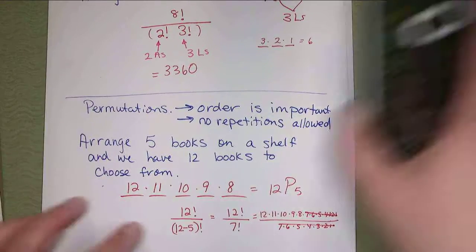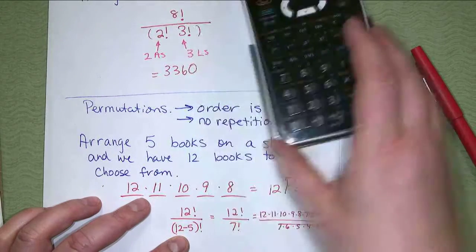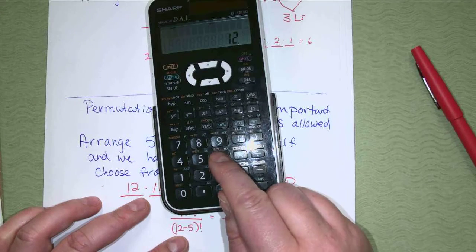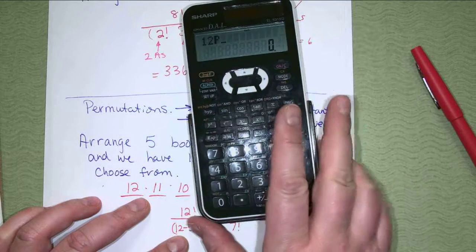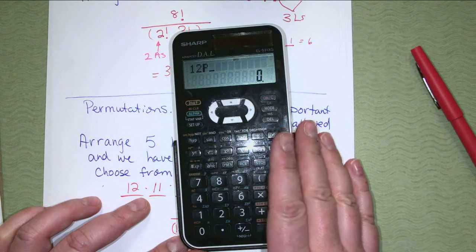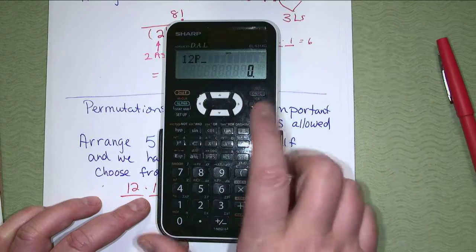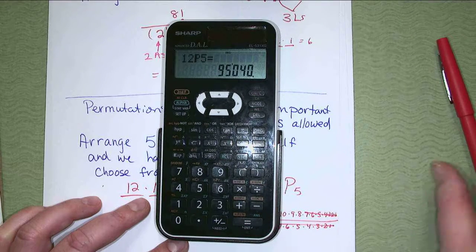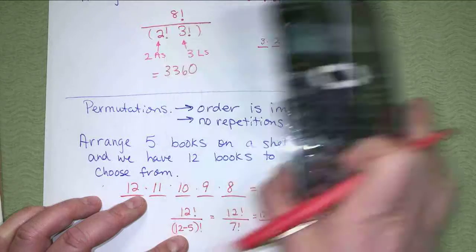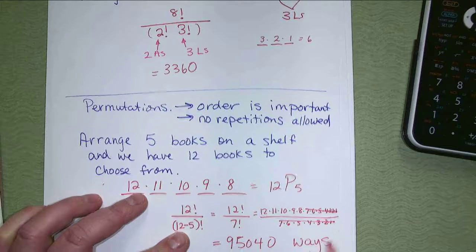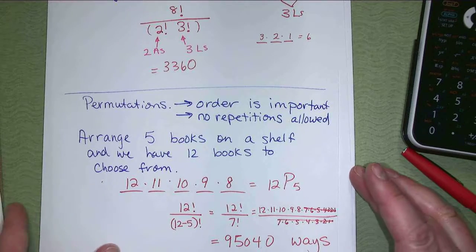Okay. So on the calculator, you would do 12, second function, and the P is above the 6 on mine, so I hit that. Can you see the screen? I don't know. What was it? 5? So 95,040. That's a lot of ways that you could arrange 5 books.